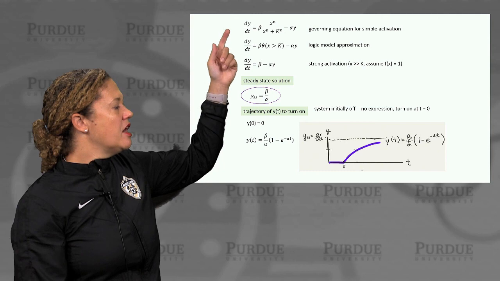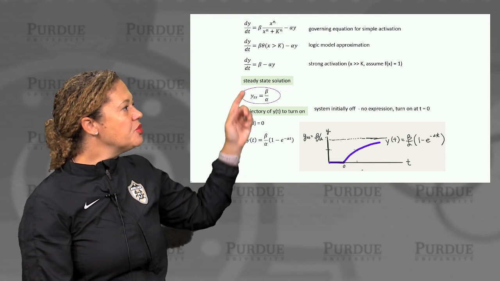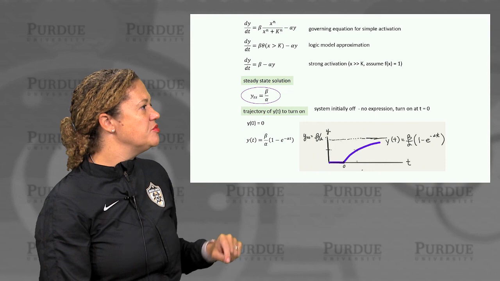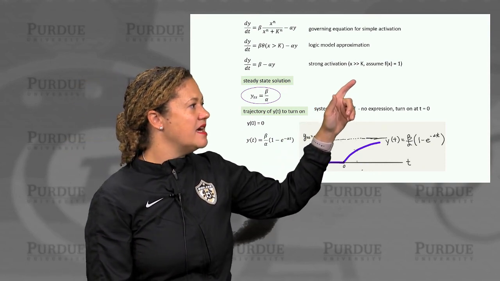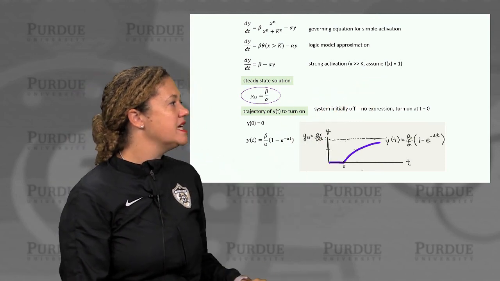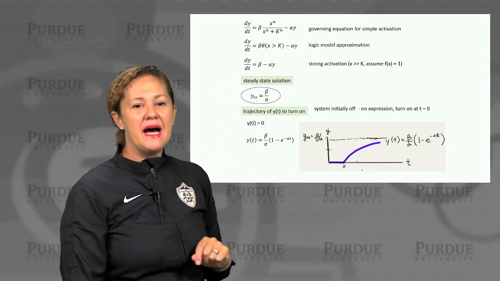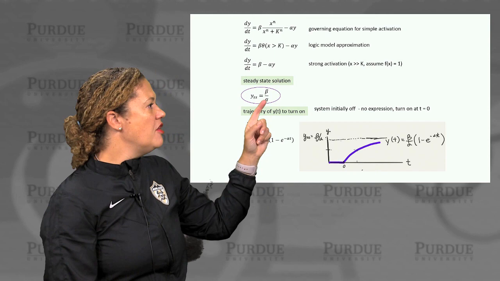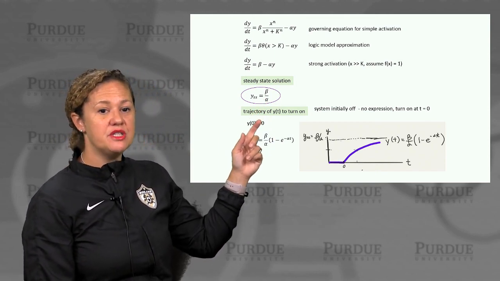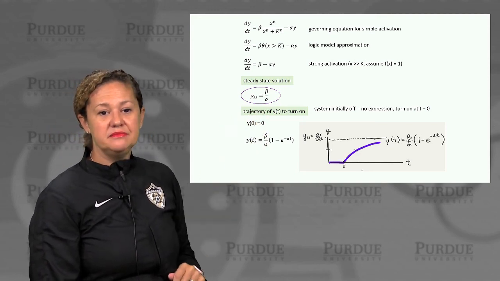So again, we've got our governing equation for simple activation up here using our Hill function model. And we're going to make a logic model approximation. So we're going to assume strong activation, that X is very large relative to K, and assume that f of X equals 1. And that simplifies our rate equation now to dY/dt equals beta minus alpha Y. So we can solve for the steady state solution of this and see that our steady state level of our protein should be equal to about beta over alpha, okay?